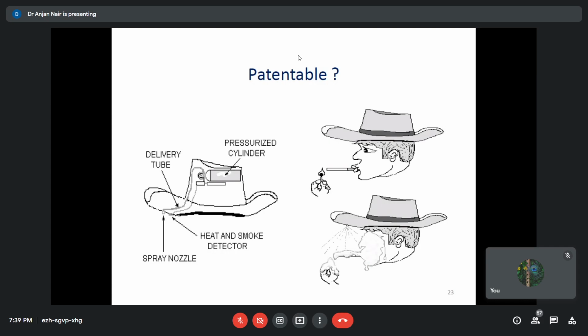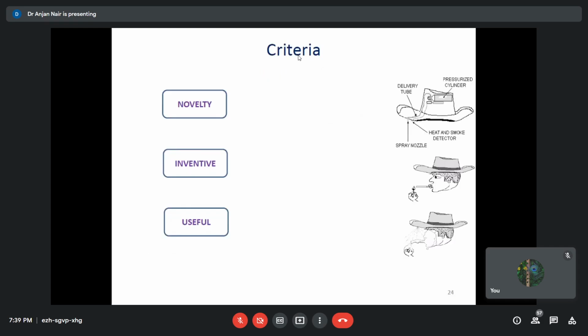Now apply the concept. Is it novel? Is there novelty in this? Have you read about this anywhere? Yes or no? No, sir. Yes, so there is novelty. Is it inventive? Yes, there is an invention, right? Nobody has used a hat for this, which was not present before. So it is inventive. Is it useful?